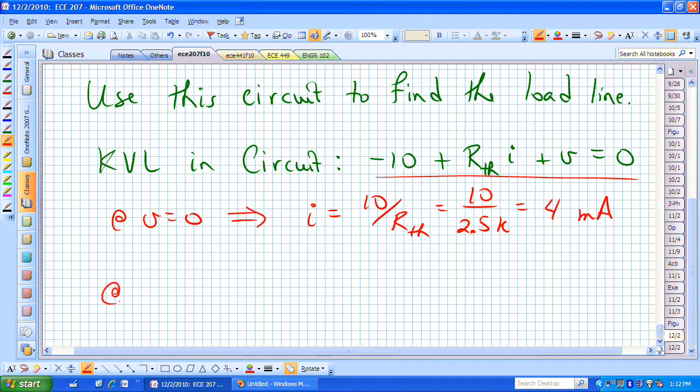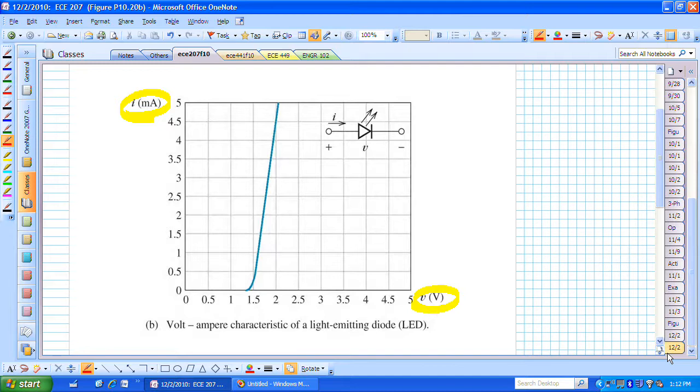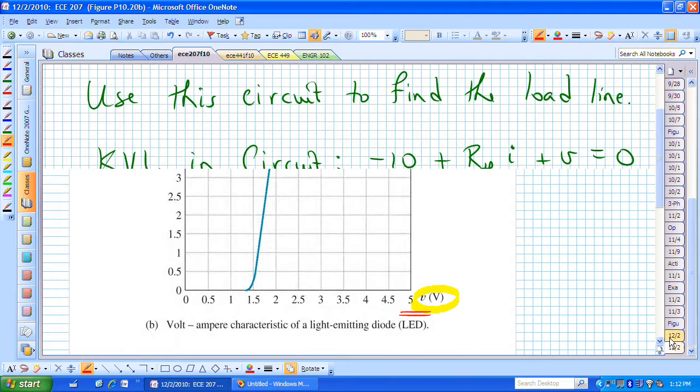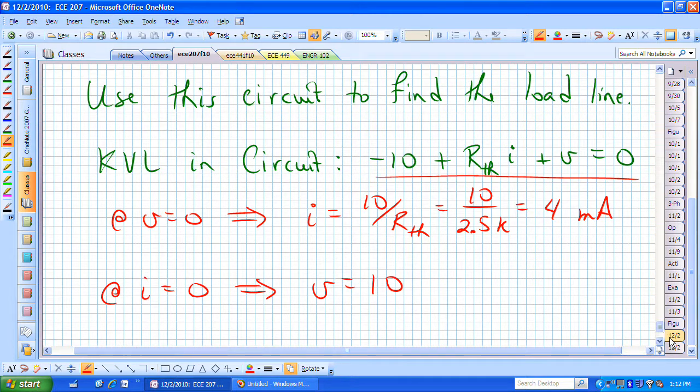What if we now say, okay, what's V when I is equal to 0? If I is equal to 0, the R Thevenin I goes away, and we see that V is equal to 10. If we go back to this circuit, well, 10's not even on my horizontal axis. I basically stop at 5, so maybe that wasn't such an effective value to use with I equal to 0.